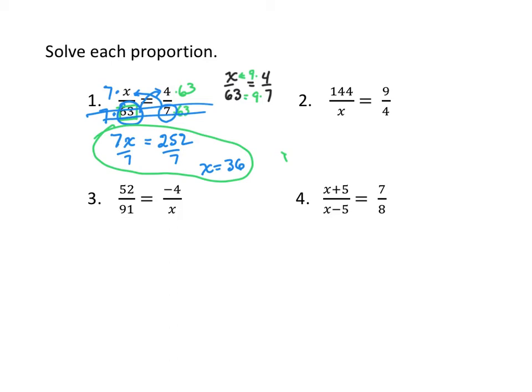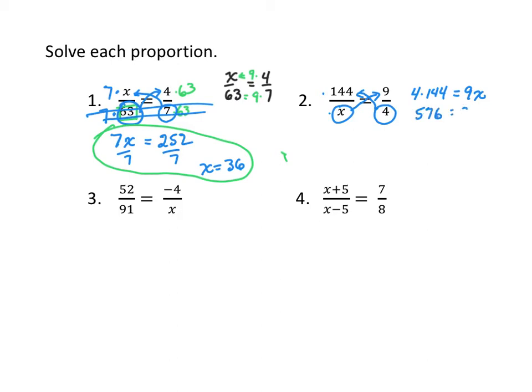So in problem 2, the x that you're looking for is in the denominator. It doesn't matter. You're still going to solve by cross multiplying. The denominator, 4. See, we're really multiplying by both of these, but forget about the denominator. 4 times 144. Whatever that is. And x times 9. 4 times 144 is 576.